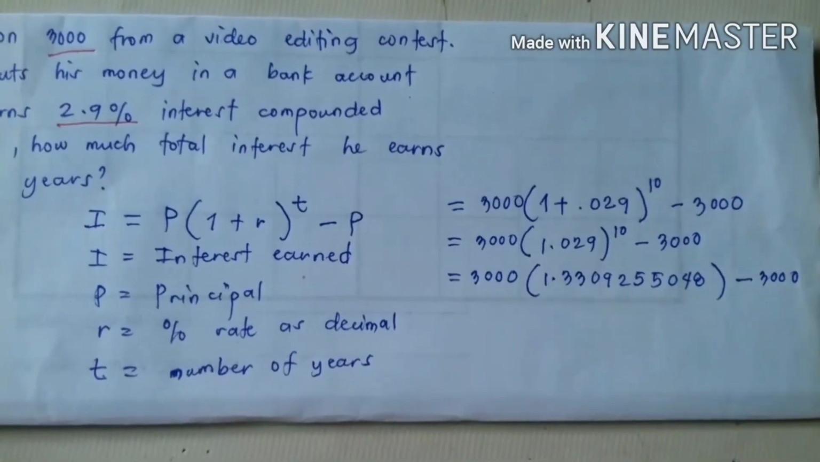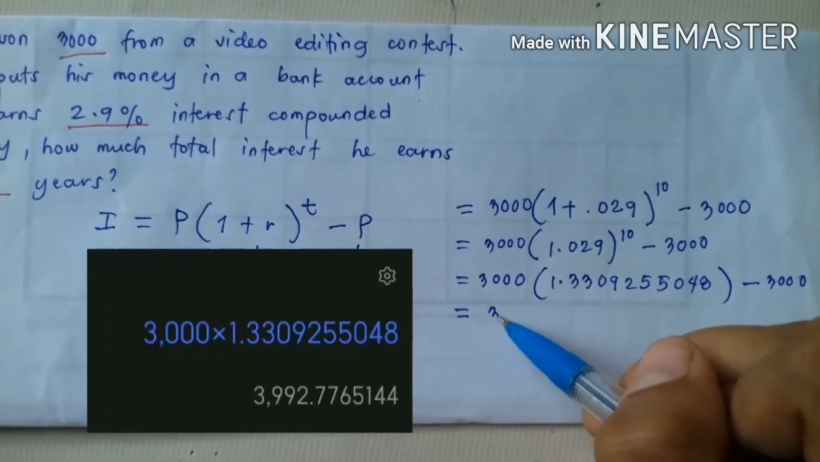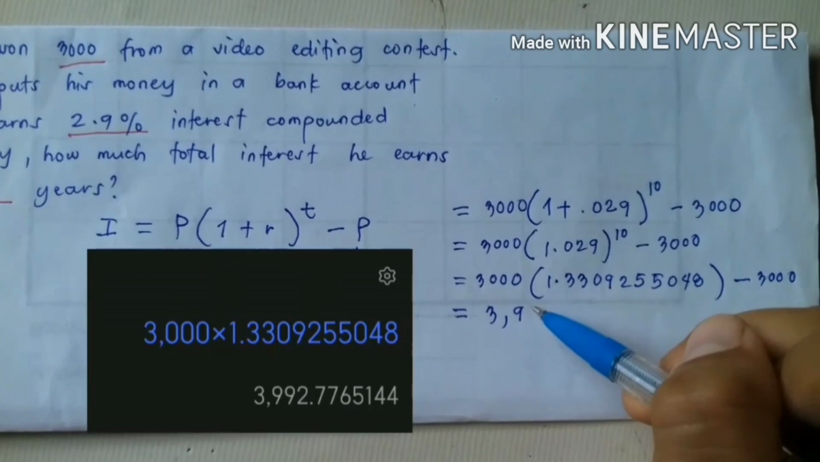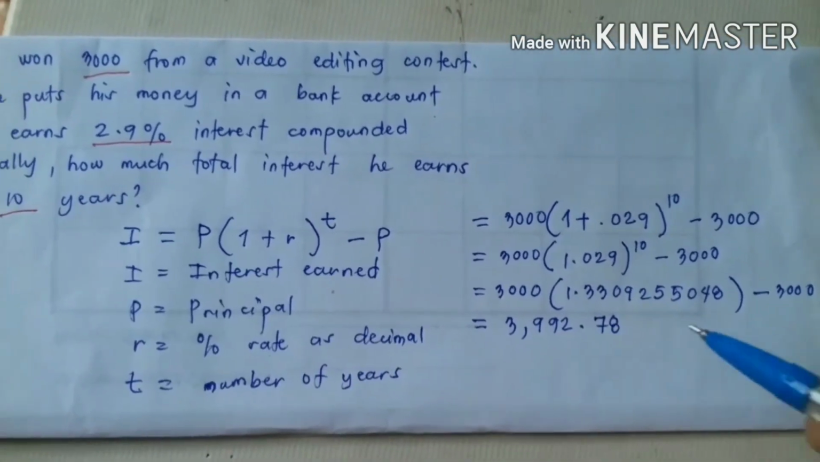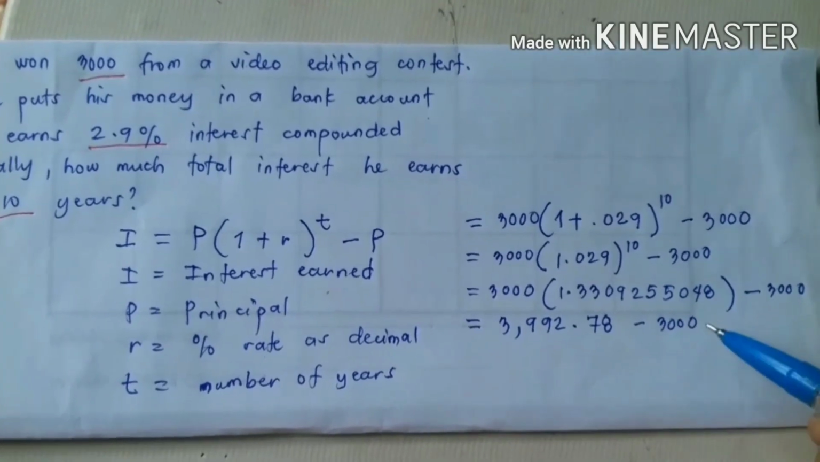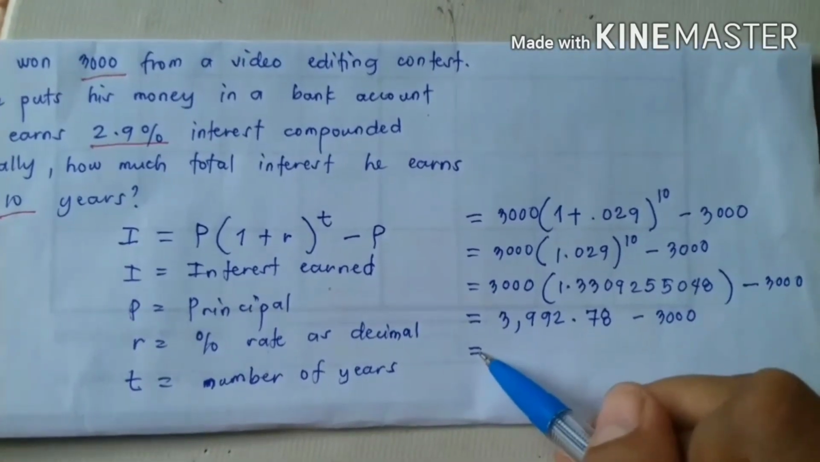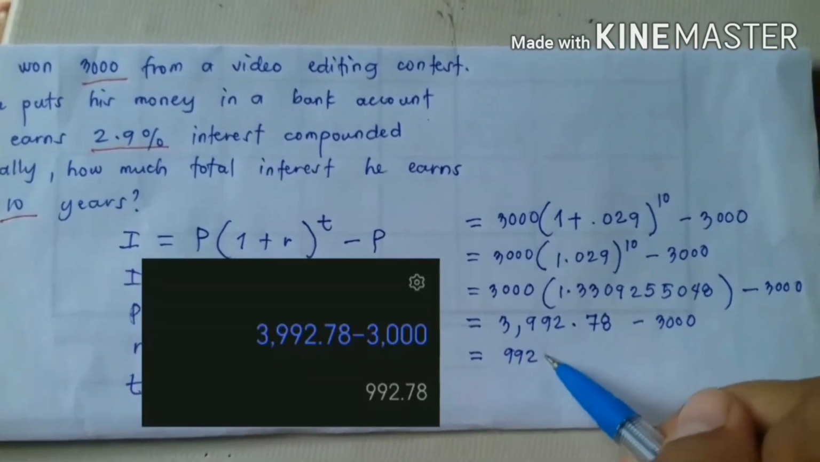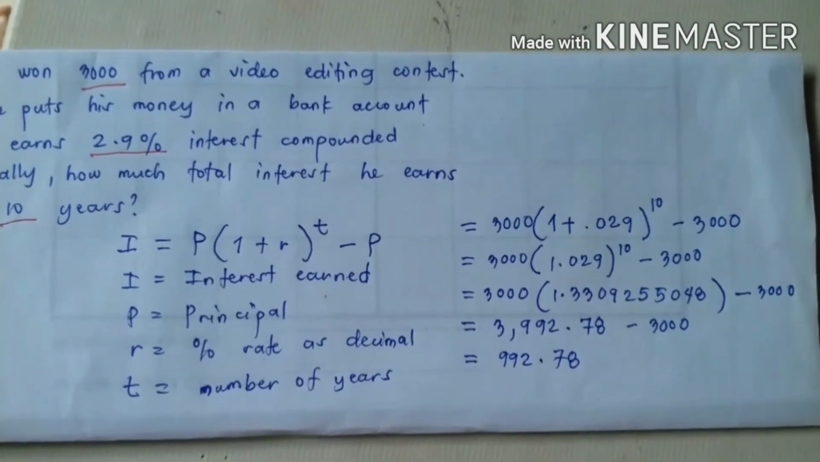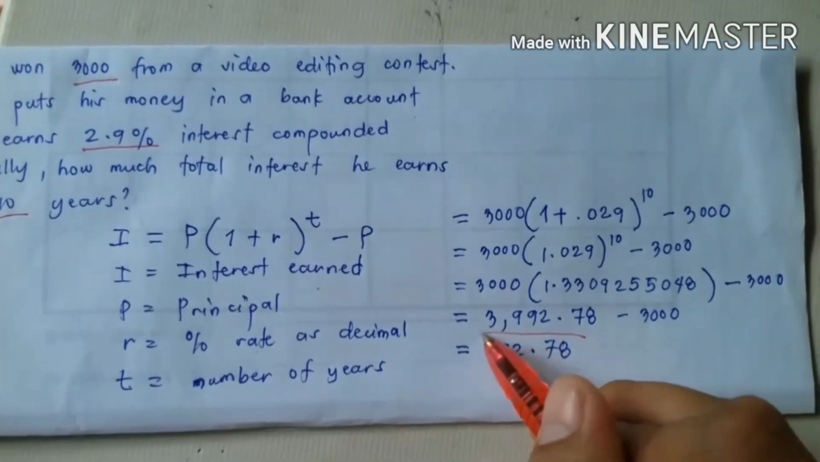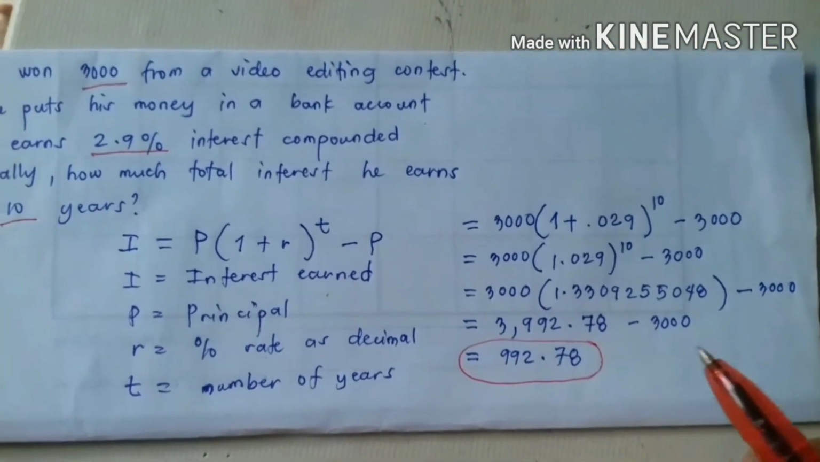3,000 times 1.3309255048 is equal to 3,992.78, because I rounded it off. Then subtract, we get the difference of 992.78. The interest earned is 992.78.